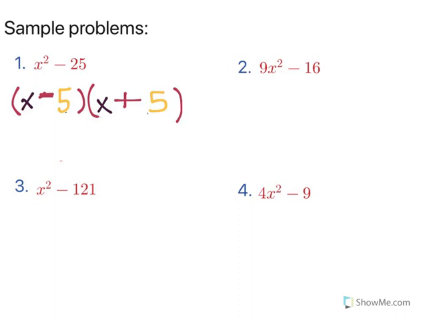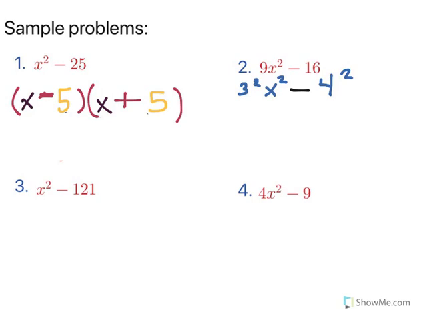Now we will look at problem 2. I'm going to rewrite problem 2 into a little bit more of an expanded or factored out format to help us factor out the actual polynomial. So first I'm going to start with looking at the 9, and 9 is 3 squared. Then we have our x squared. We have our subtraction sign, and then 16 is 4 squared.